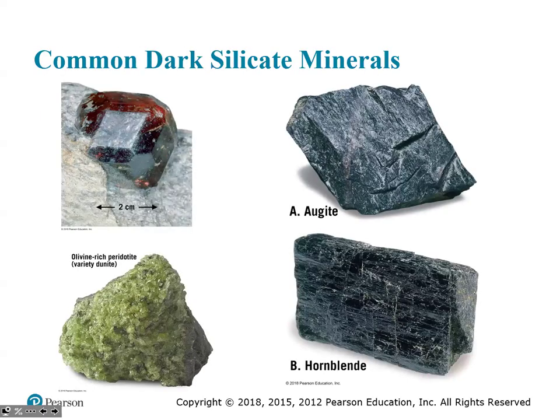So this is an olivine-rich peridotite. This is the olivine. This is augite. This is hornblende. These are some common dark silicate minerals.